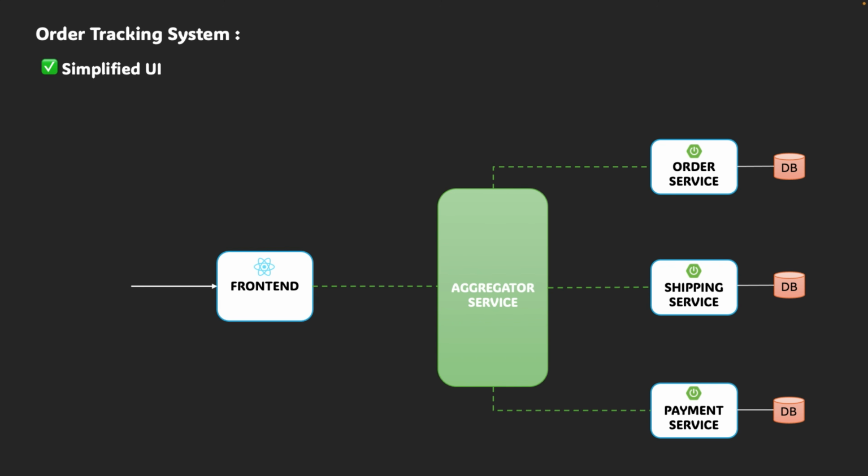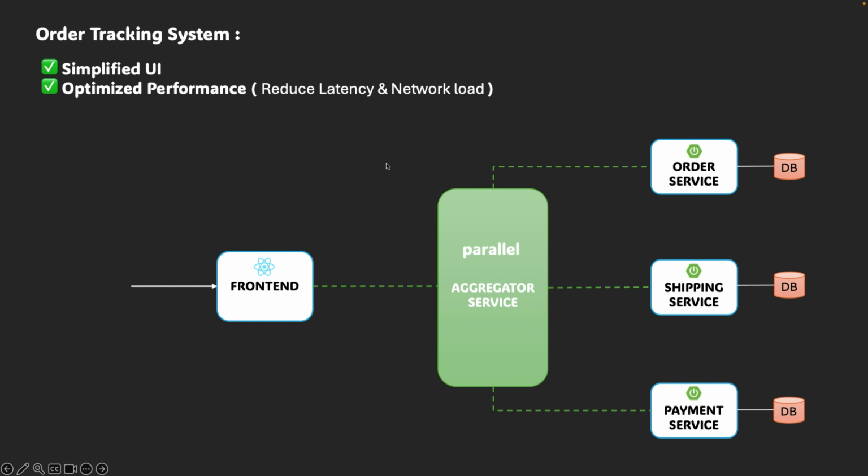Next, you can also improve the performance of your application. Rather than calling each and every microservice sequentially, you can ask the aggregator to call them in parallel, so that you can reduce the latency and network load, and your performance will be boosted if you are using this pattern for this kind of use case.